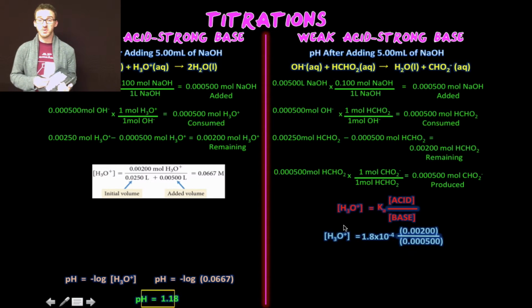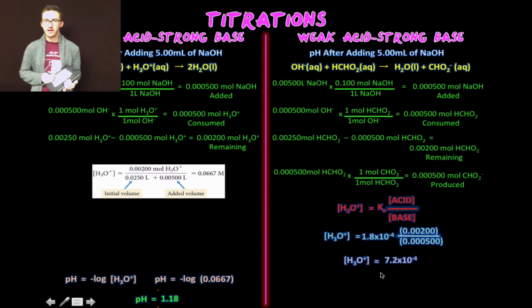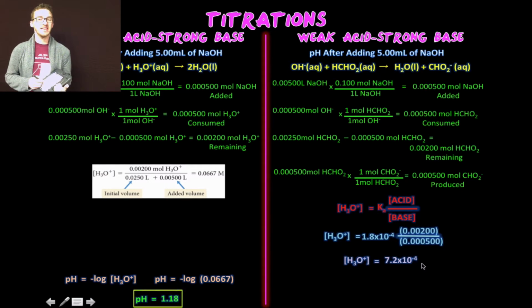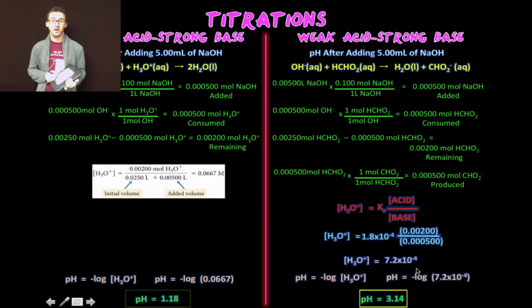Recognize if we want to determine the hydronium ion concentration in a buffer system, we need to think about the concentration of our weak acid and conjugate base. Now notice I'm using the number of moles here because the volumes will essentially cancel out. You could calculate the concentrations, but that's just an extra step. So when you plug this into the calculator, you get a hydronium ion concentration of 7.2 times 10 to the minus 4. And when you plug that into your formula for pH, we end up with a pH after the addition of 5 mL of sodium hydroxide of 3.14.